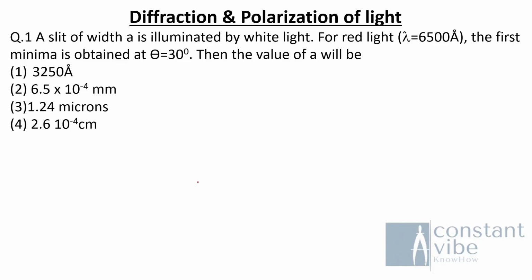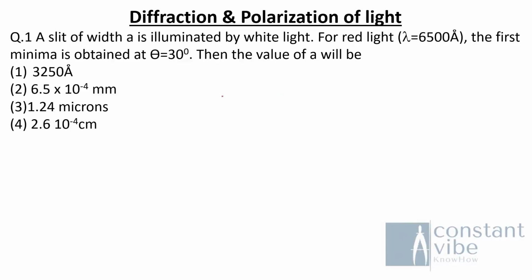The first question: a slit of width A is illuminated by white light. For red light, lambda is equal to 6500 angstrom. The first minima is obtained at theta equal to 30 degrees. Then the value of A will be.